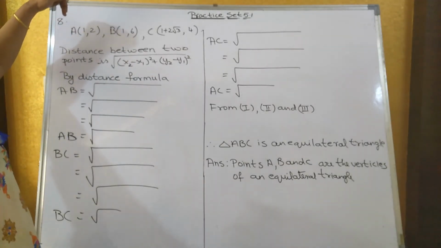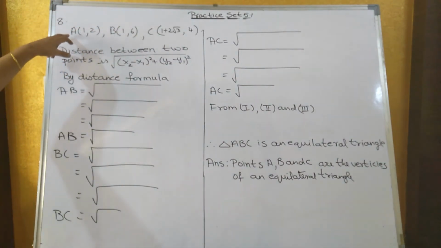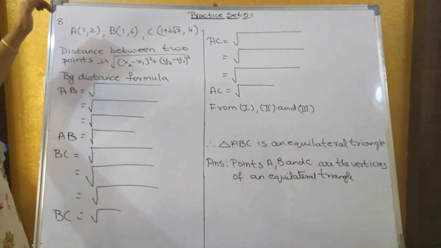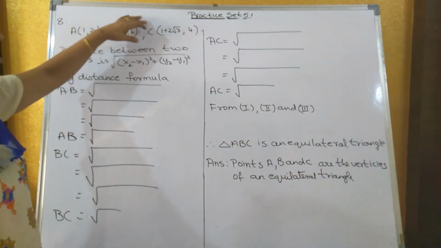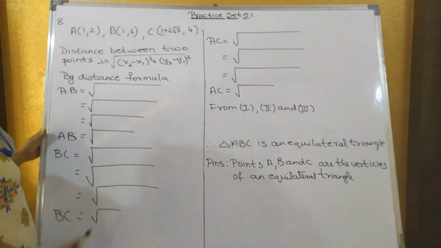Given coordinates of A, B, C, we have to show that the points A, B, C are the vertices of an equilateral triangle. In order to show they are the vertices of an equilateral triangle, we should get distance AB should be equal to distance BC should be equal to distance AC. All the three should be equal, then only it will be the vertices of an equilateral triangle.